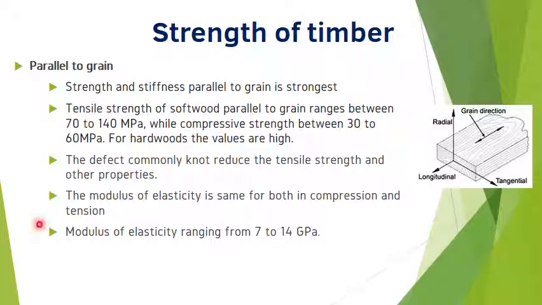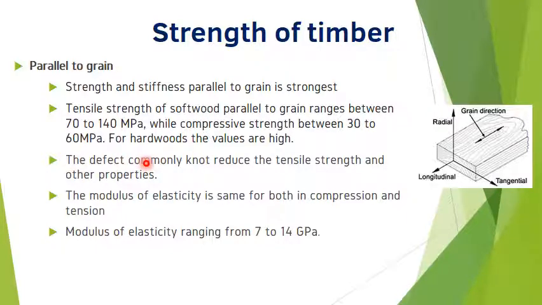Timber strength depends on the direction of the grain. We look first at the parallel to grain. The strength and stiffness parallel to grain is strongest. The tensile strength of softwood parallel to grain ranges between 70 to 140 MPa, while compressive strength is between 30 to 60 MPa. For hardwood, the values are higher.